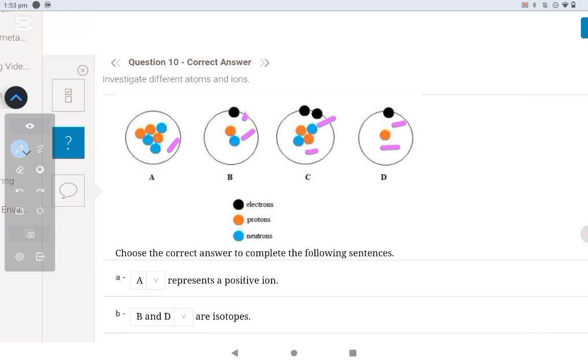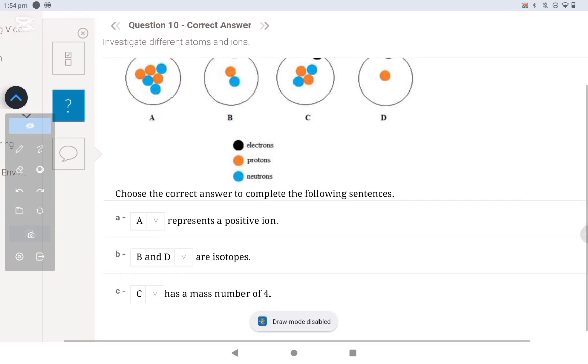And what are isotopes? We said isotopes have the same atomic number but different mass number. So what here has the same atomic number? B and D, because they have 1 proton and different mass numbers.